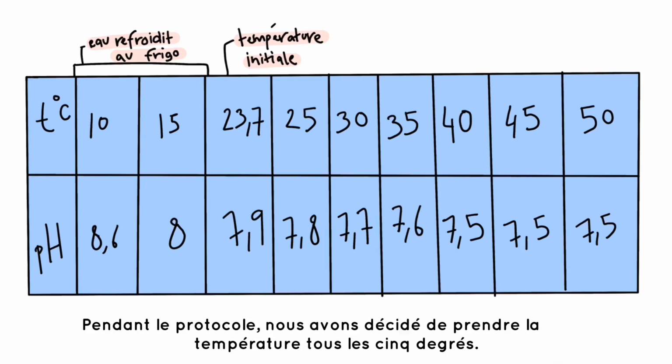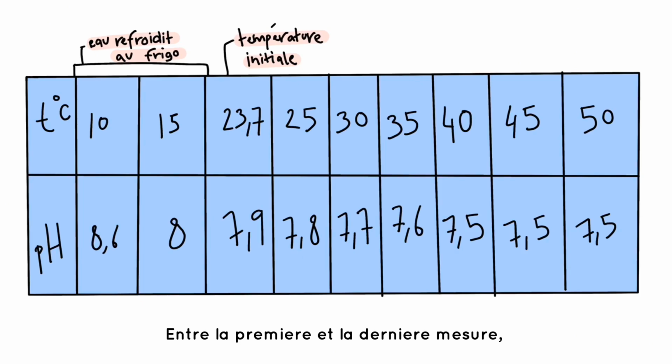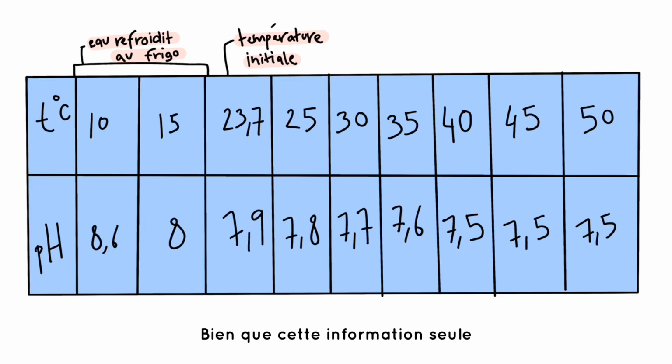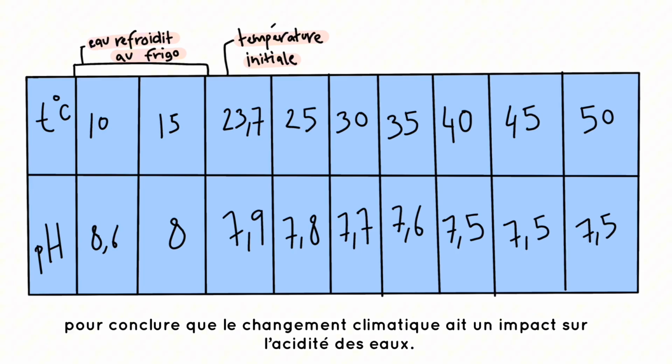During the protocol, we decided to take the temperature every 5 minutes. Between the first and the last measurement, there seemed to be a noticeable difference, from 8.6 to 7.5. Although this information alone is not enough to conclude that climate change has an impact on water acidity.